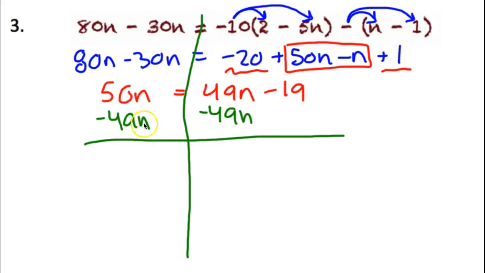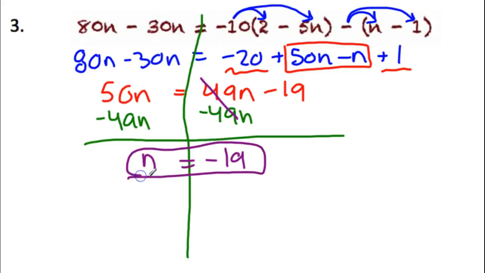So 50 minus 49, that is 1. That's the same as just n, right? 1n, or you can just write n. And that equals, well, these cancel out, so I'm left with negative 19. So there's my answer. N equals negative 19. I guess that wasn't so ugly after all. If you want, you can take this, plug it back in and check. I'm going to move on to the next one.